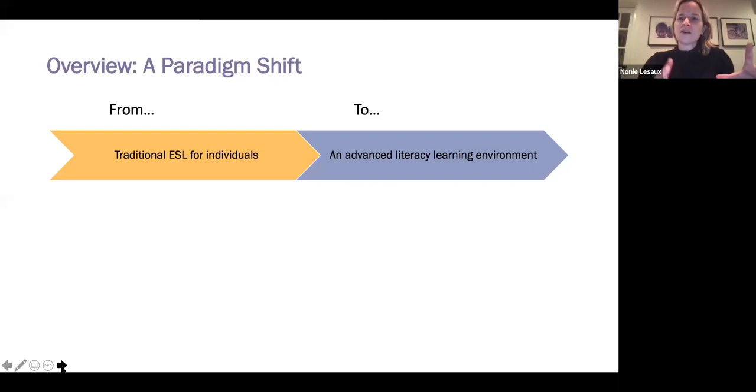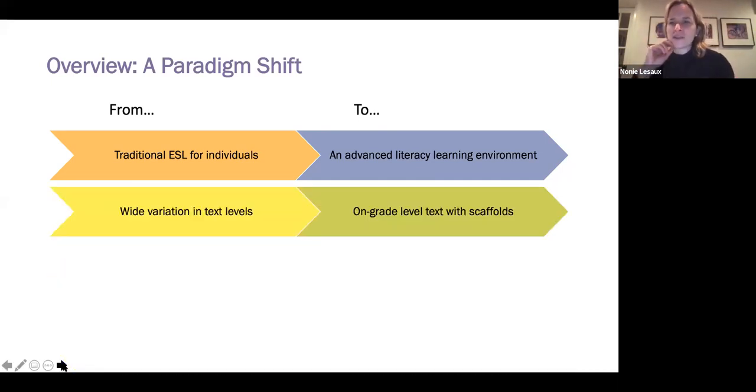One is from a traditional ESL model that is really about the individual learner, where we've anchored for decades the model on the instruction at the level of the learner and the task at the level of the individual, to what I would say is now an advanced literacy learning environment, where we are anchoring our design work at the level of the classroom setting rather than the individual.